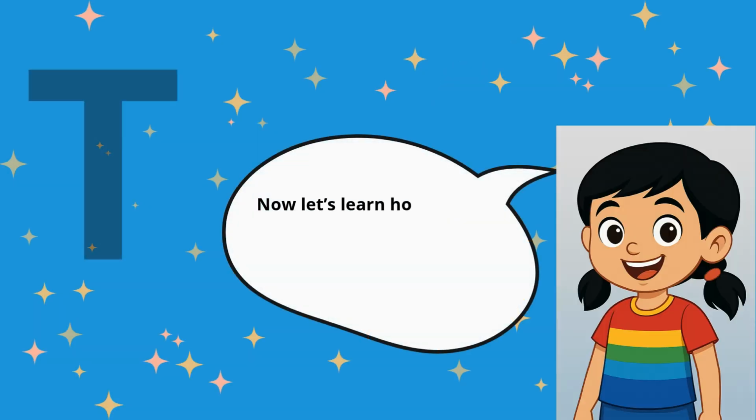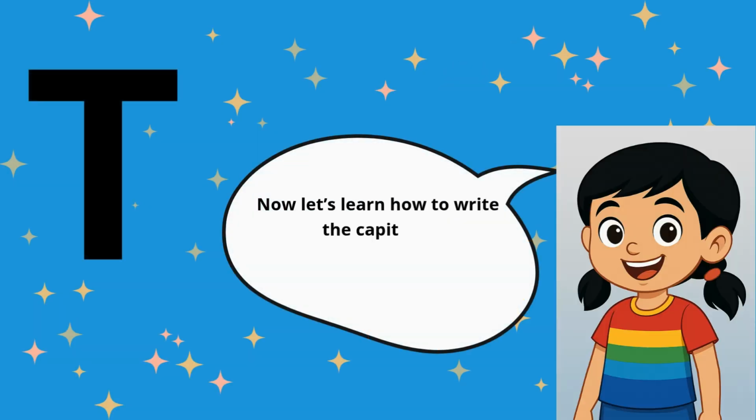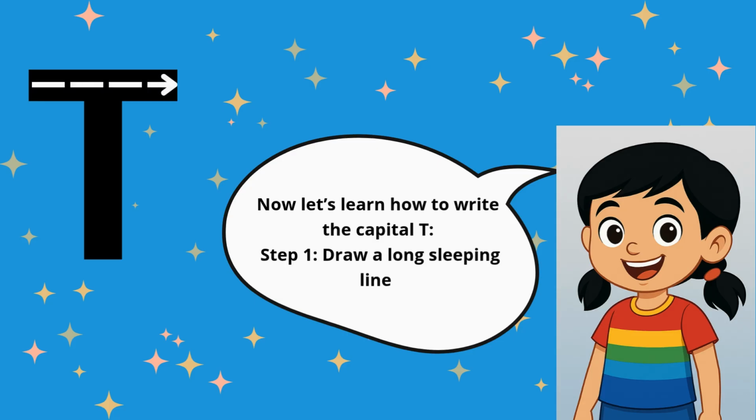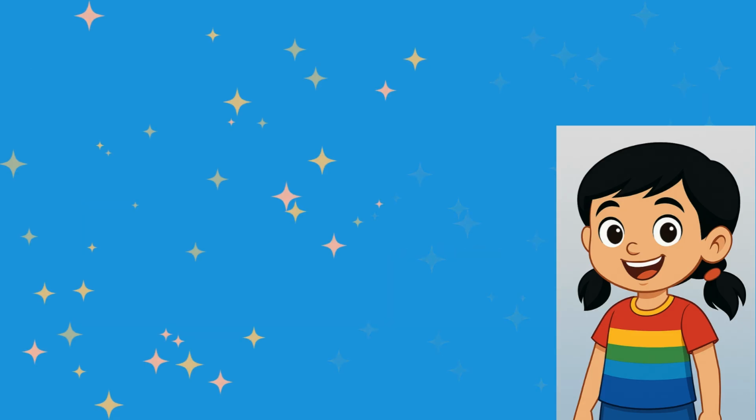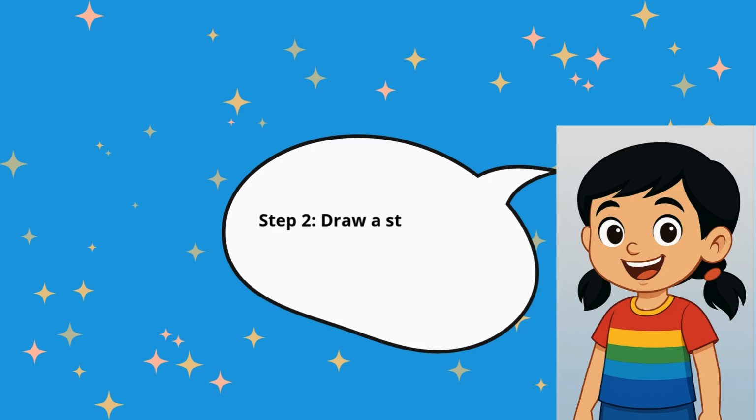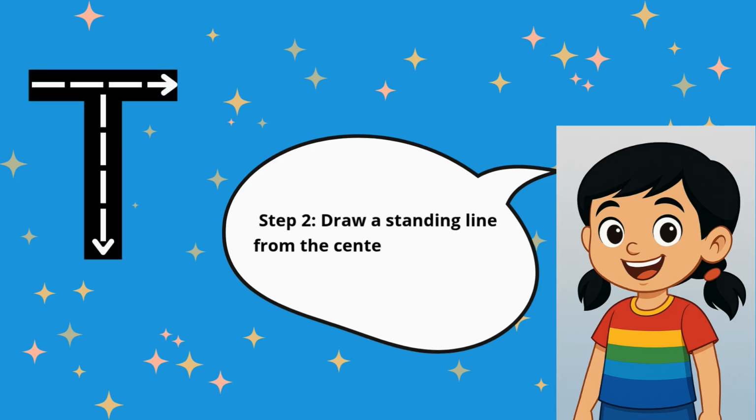Now, let's learn how to write the capital T. Step 1. Draw a long sleeping line. Step 2. Draw a standing line from the center going down. And that's it. Your terrific T is ready.